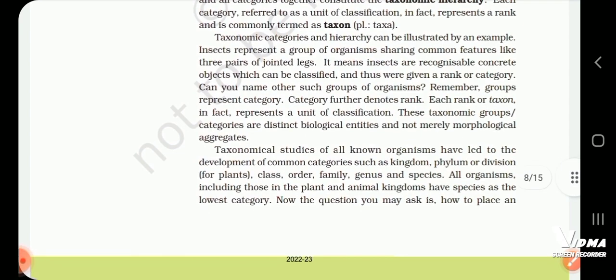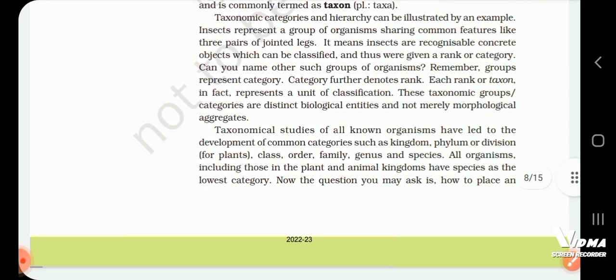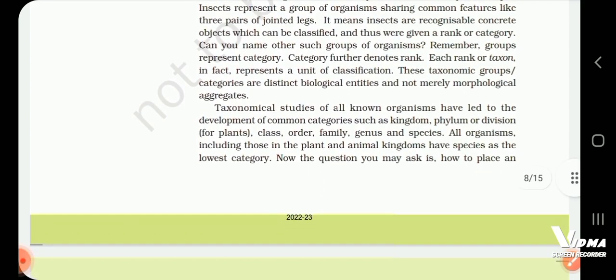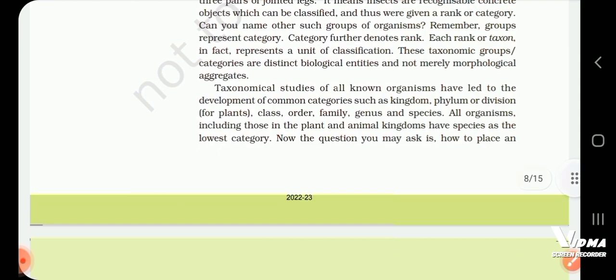Can you name other such groups of organisms? Remember, groups represent categories. Category further denotes rank. Each rank or taxon in fact represents a unit of classification. These taxonomic group categories are distinct biological entities and not merely morphological aggregates. Taxonomic studies of all known organisms have led to the development of common categories such as kingdom, phylum, division, class, order, family, genus, species. All organisms, including those in the plant and animal kingdoms, have species as the lowest category.